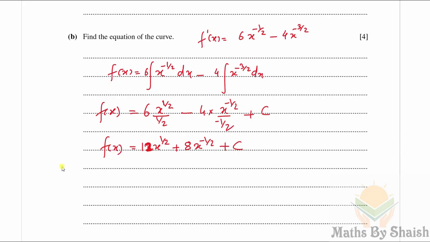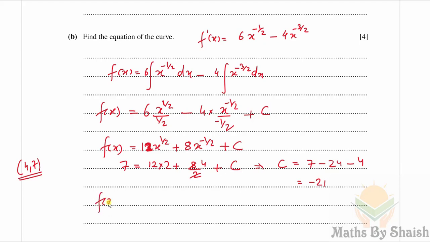Now we have seen that when x we had one value, it is given that 4, 7 lies on the graph, so it is going to be 7 when x is equal to 4. So 12 into root 4 is 2, plus 8 into root 4 minus, root 4 is going to be 1 upon 2, plus c. 2 4s are 8, and we got it from here as c is equal to 7 minus 24 minus 4, so minus 28, it is minus 21. So f of x is 12x to the power 1 by 2 plus 8 over x to the power 1 by 2 minus 21. So that is the equation of the curve.